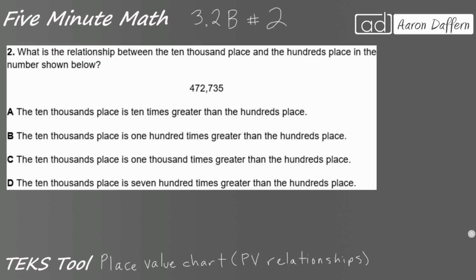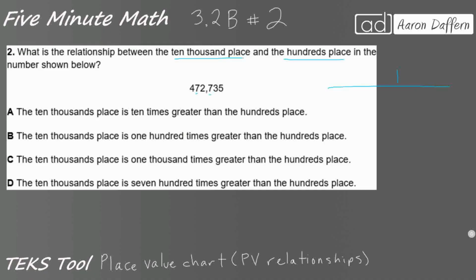So we've got a number here, 472,735. We need to find the relationship between the 10,000s place and the hundreds place. Now we should notice that both of those have the same digit. So there is a relationship between the place values in a number, and when they're the same digit, we can get even more specific. So let's build a place value chart just so we understand what we're looking at here.